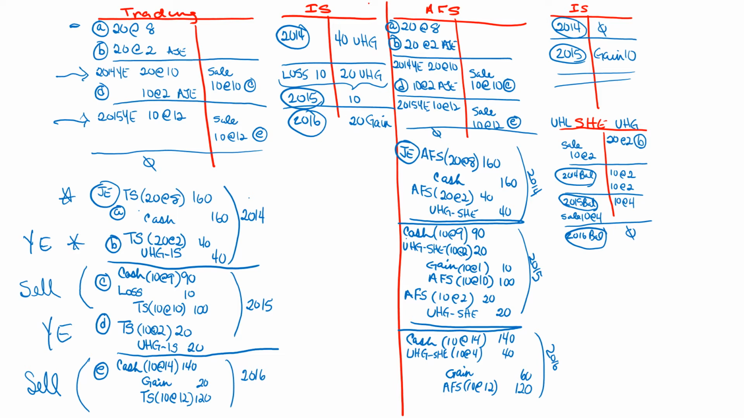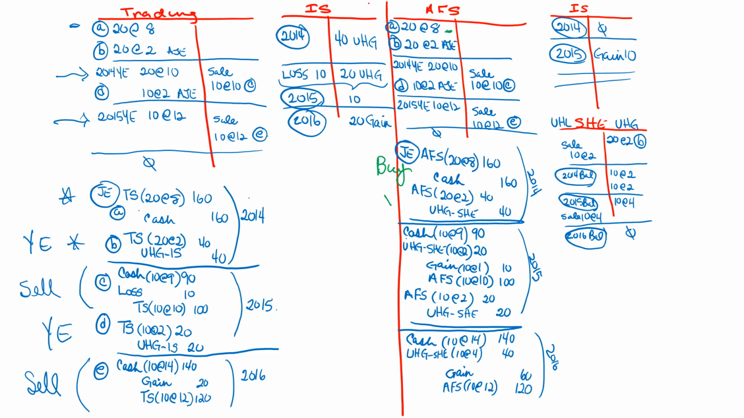But now, let's take a look at available for sale. Same facts. So we start off, and I'm going to change my color so we can make it decadent. I'll make it green. When we start off, we buy our 20 shares at $8, so we debit AFS $160, credit cash $160.